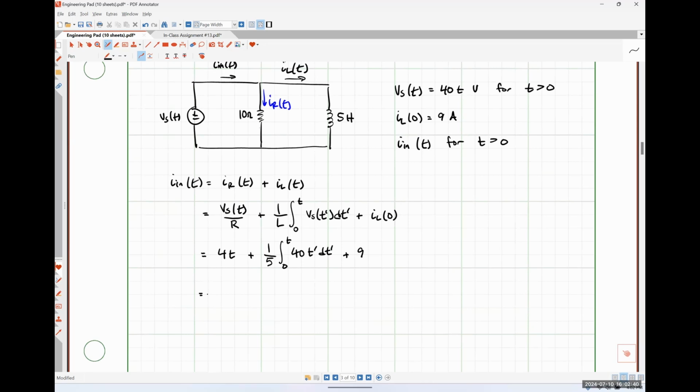So here's the 9, here's the 4t. 40 over 5 is 8. So 8t squared over 2, so 4t squared. That's it. All right. Yeah, okay. Yep. Okay, yeah.